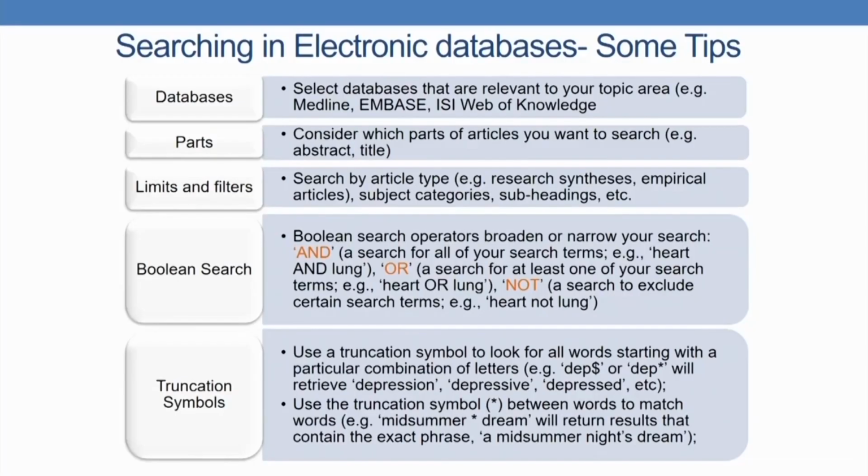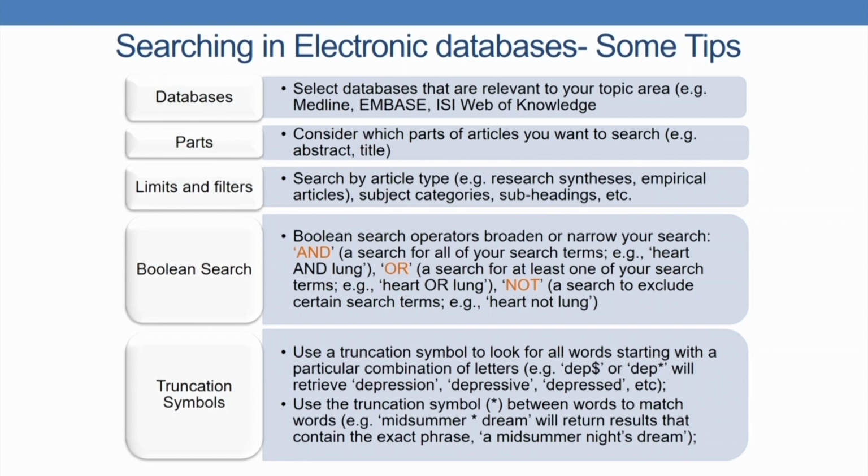So, what do we do? We can select databases that are relevant to our topic area. For searching electronic databases, some of the tips are as follows. We can select databases that are relevant to our topic area, for example Medline, Embase, ISI, Web of Knowledge. We can consider which parts of articles we want to search, for example the abstract, the full text, or the title.